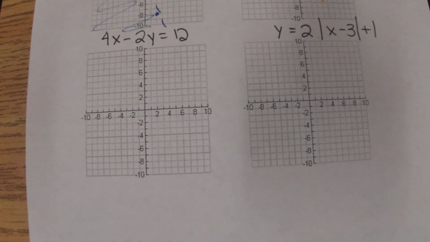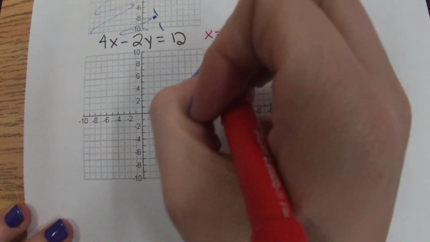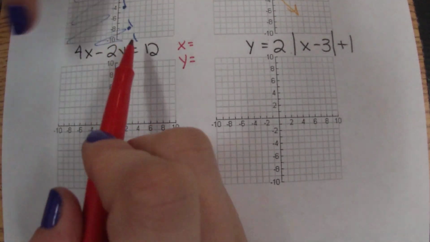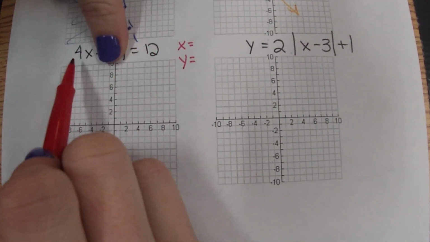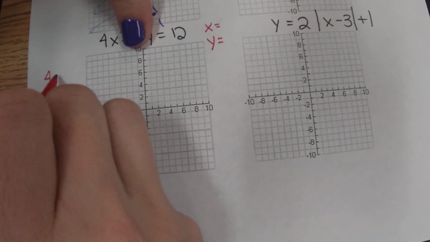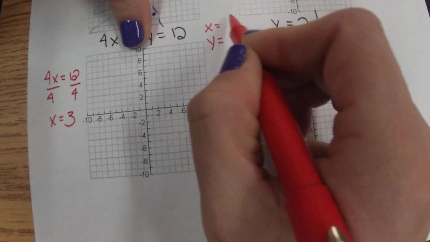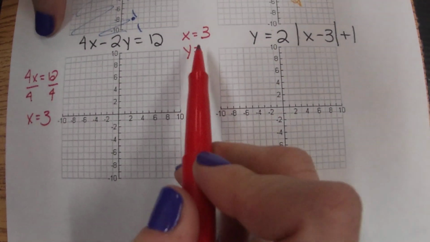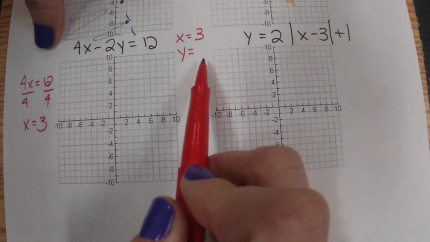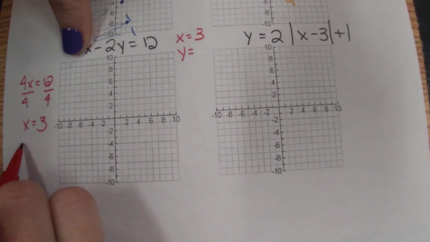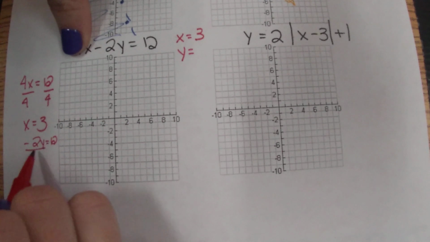Number 5 is given to us in standard form. In standard form, we can find an x-intercept and we can find a y-intercept. An x-intercept always has a y value of 0. So if we plug in 0 here, right, anything times 0 is 0, we're left with 4x equals 12, which we can easily solve. That tells us that x equals 3. The y-intercept tells us that we have an x value of 0. So 4 times 0 again cancels out. So we just have -2y equals 12.